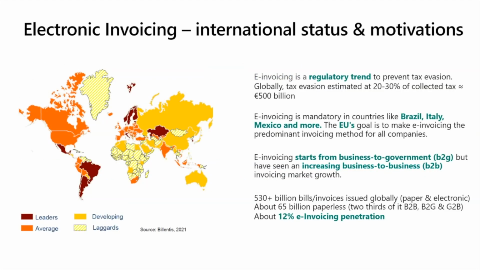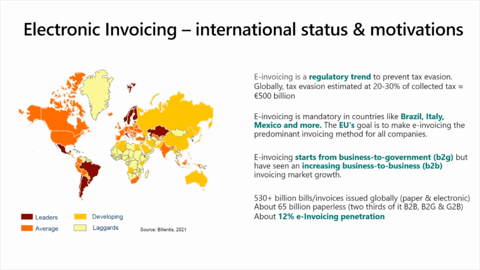First, let's give you the context and the motivation for the electronic invoicing service. Electronic invoicing nowadays is a regulatory trend, which was mostly made to prevent tax evasion. Globally, estimations say that 20 to 30% of collected taxes have problems with tax evasion. Electronic invoicing is already a reality in many countries around the world, such as Brazil, Italy, Mexico, and more.